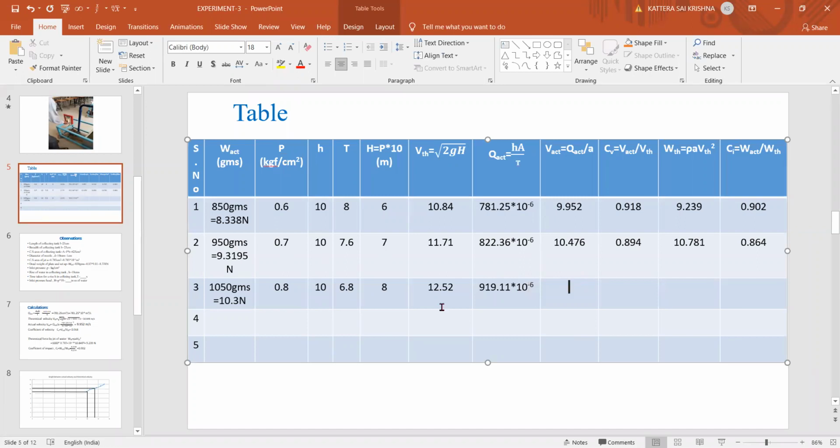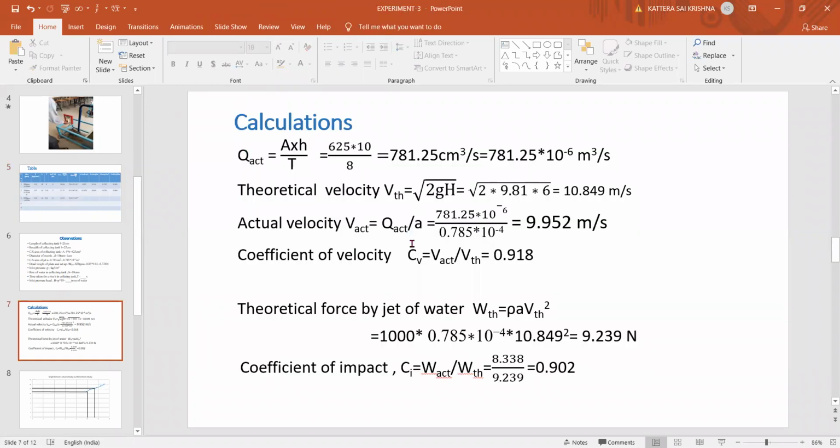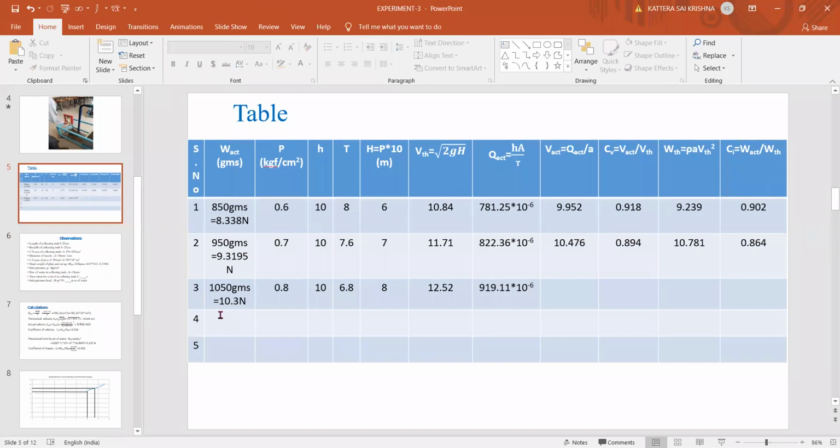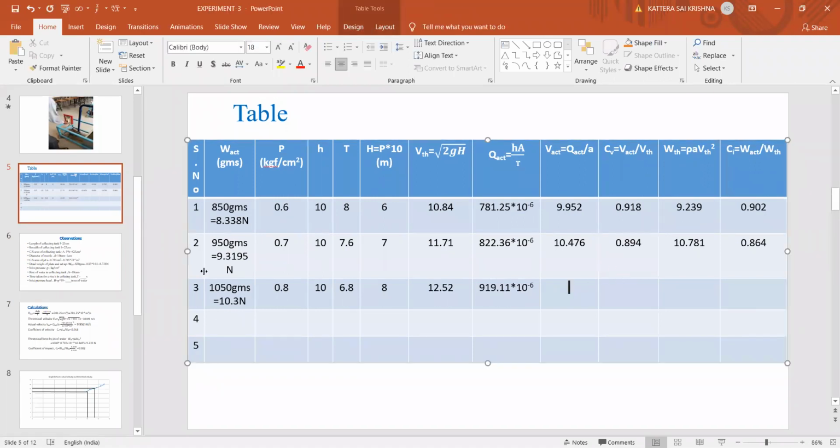Next value, V actual. So that is Q actual by A. 393. Yes, number 393, Anil, tell me. So 11.7084, that is V actual. 11.70. Next, 396 Preetham.